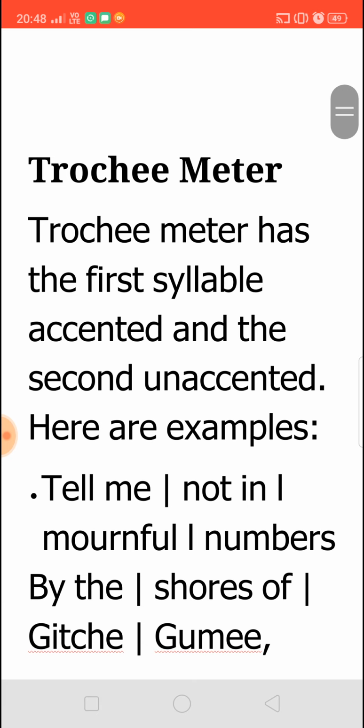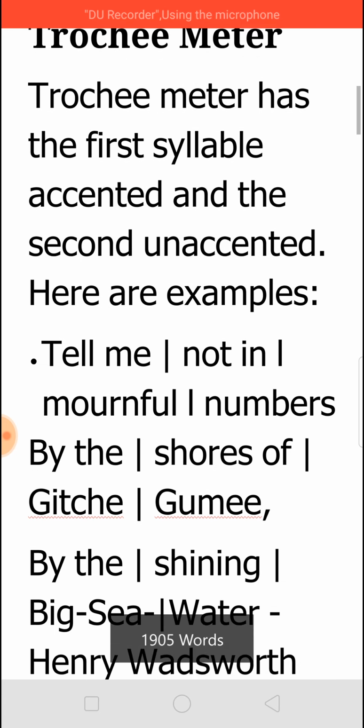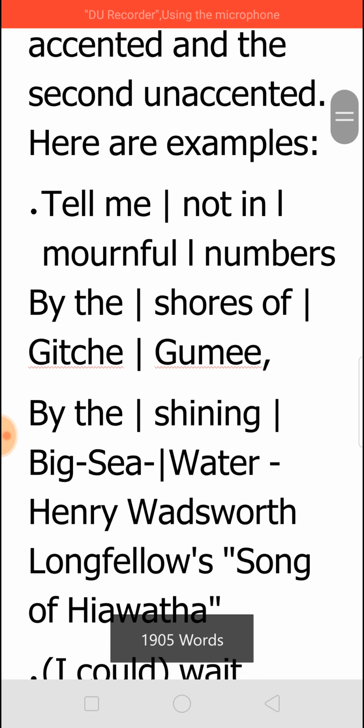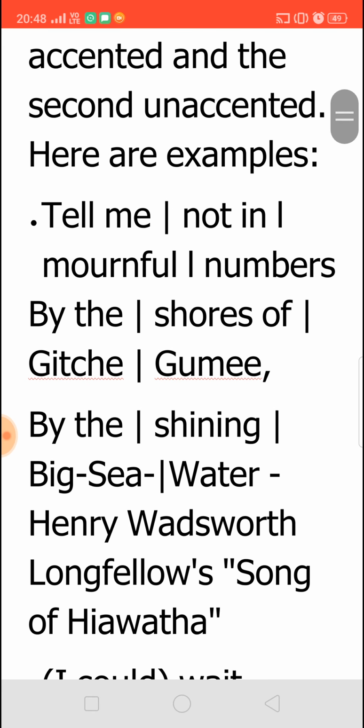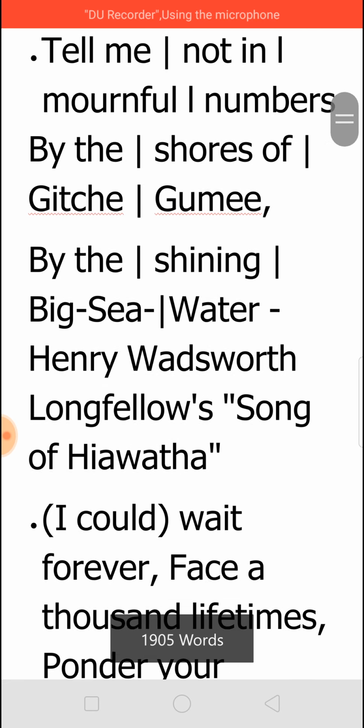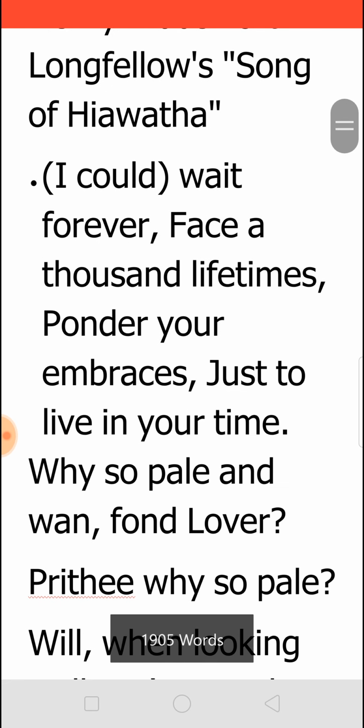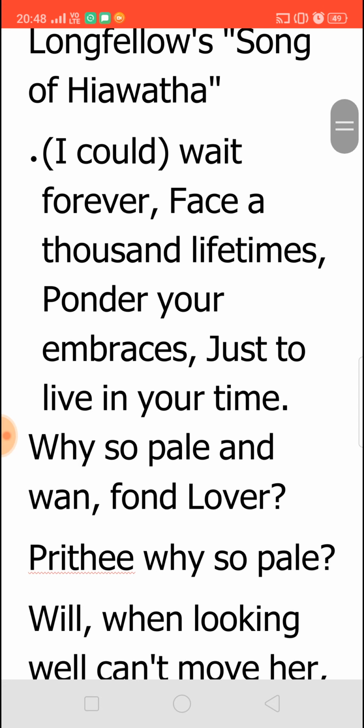Then we will go to trochaic meter. Here this is opposite of iambic meter. Here the first syllable will be accented and the second syllable will be unaccented. For this I have taken from H.W. Longfellow's Song of Hiawatha. Tell me not in mournful numbers, by the shores of Gitche Gumee, by the shining Big-Sea-Water. And another one is this. Wait forever, face a thousand lifetimes, ponder your embraces, just to live in your time.